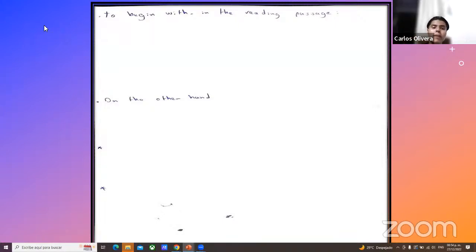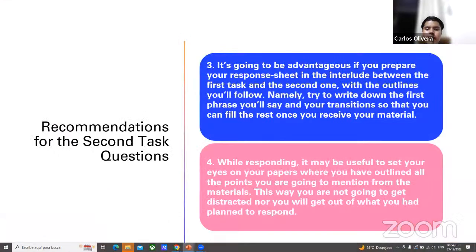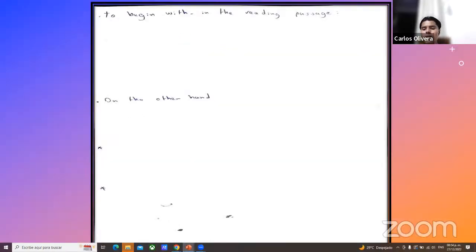You leave yourself some space, as you can see here, some blank space, some empty space, and there you're going to fill it once you read and once you listen. You fill that part with the information you want to include in your summary. That's a very good recommendation I have for you. This helps you to save time, helps you to have a very organized response. And that will be with regard to my recommendations here.